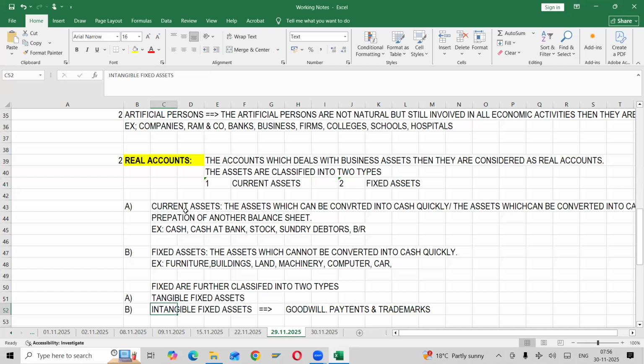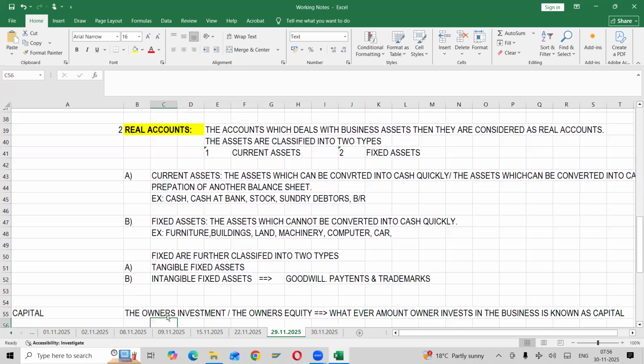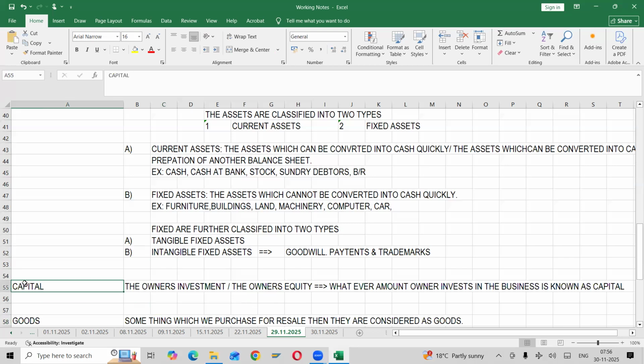Clear? So fixed assets are further classified into two types: tangible fixed assets and intangible fixed assets. Next, yesterday we discussed capital. Is capital an asset or a liability for us? Hereafter we need to consider ourselves as a company or a business. So capital, is it an asset or a liability? Liability. Why liability? We need to pay a return back to the owner. That is a liability, something which we need to repay.